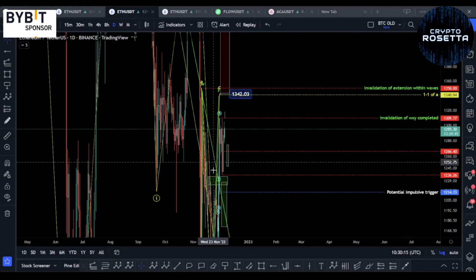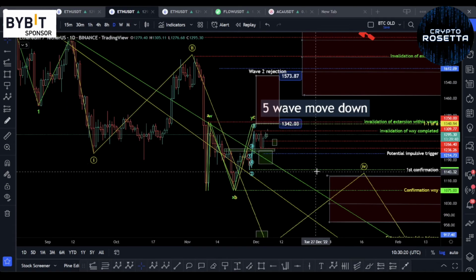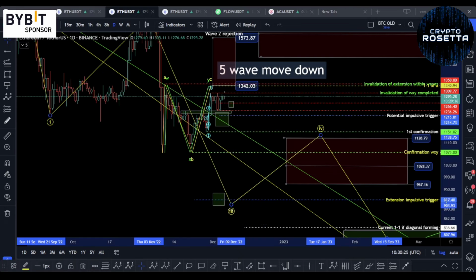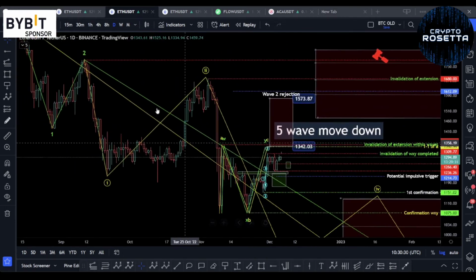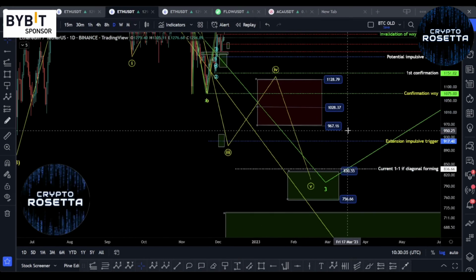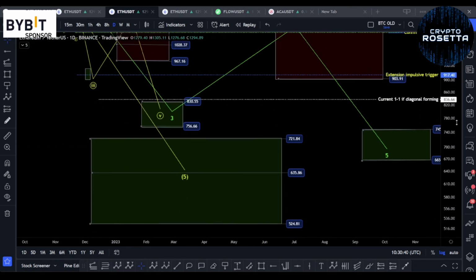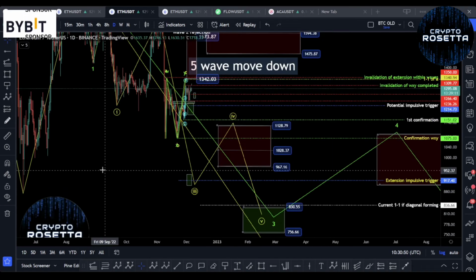If I jump out here on the daily and we have a look at this, I'm still looking for evidence of a move down to this 917 area, and what that would be looking at is that we potentially have a 1, 2, and then a third wave, followed by an additional fourth and a fifth wave down into these lows. The typical fifth wave target based off of the fourth wave is here between the 721 to 524 area. So we're going to be keeping an eye out on that.